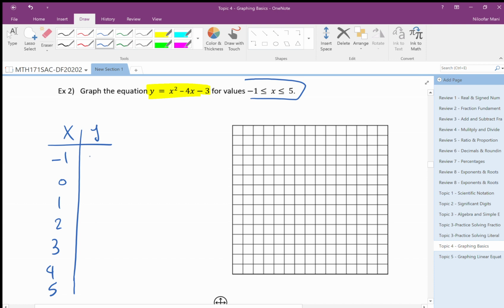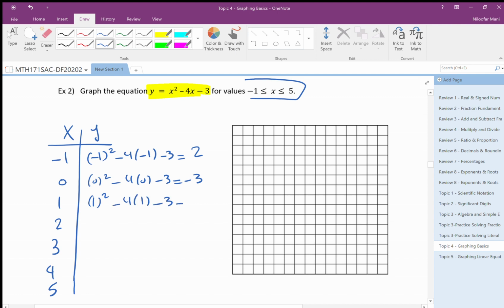Okay, so y is -1 squared minus 4 times -1 minus 3, which is 1 plus 4, 5, minus 3 is 2. If I put 0, it's 0 squared minus 4 times 0 minus 3, equal -3. How about the other one, 1? It's 1 squared minus 4 times 1 minus 3, so what's the number here? The number here for 1 is -6.